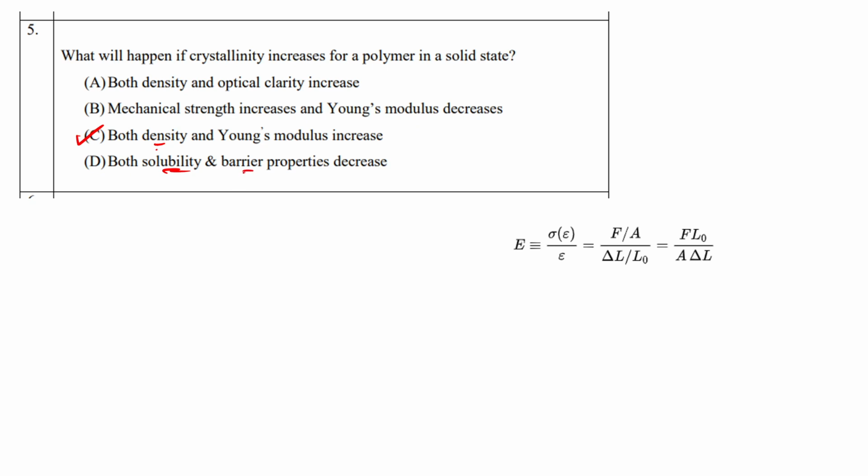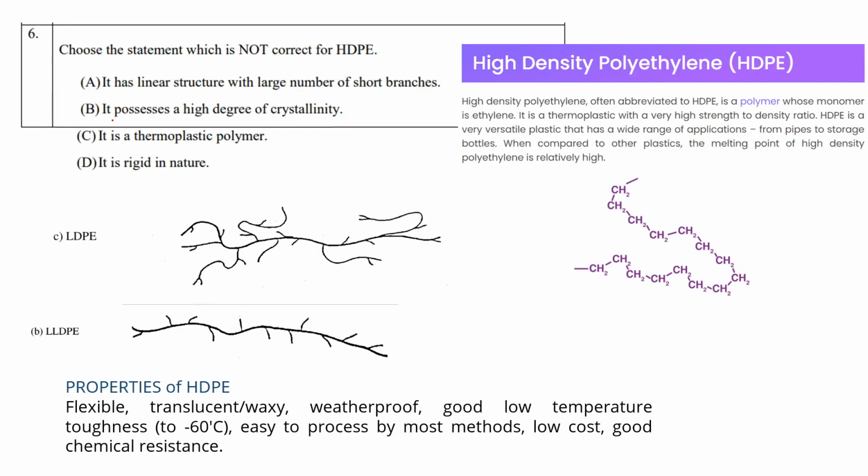Solubility and barrier property would again increase, not decrease, and mechanical strength will increase. Young modulus will increase, which is wrong. And that is a contradictory statement, because if density increases, the optical clarity should increase. Here I am saying it is increasing. Again, it's not correct. That's why C is your option for this one.